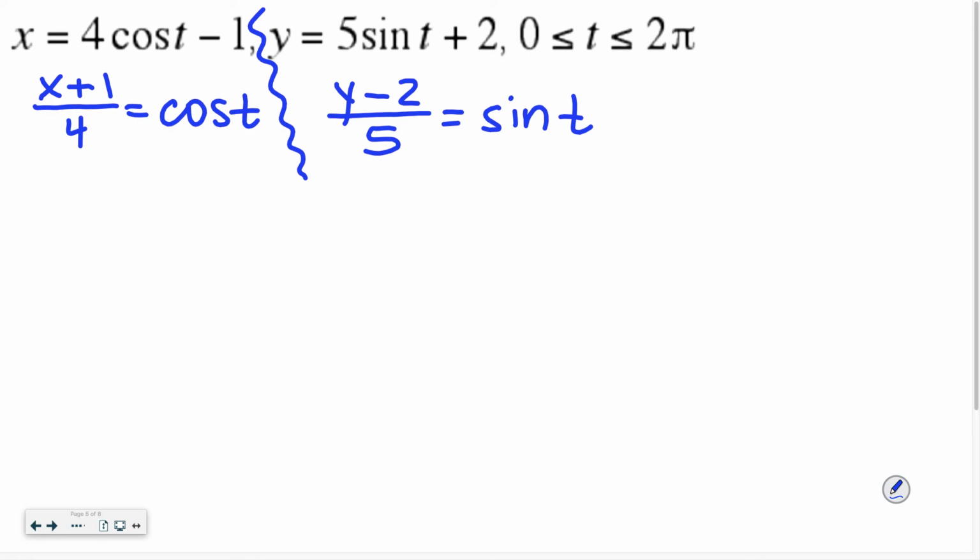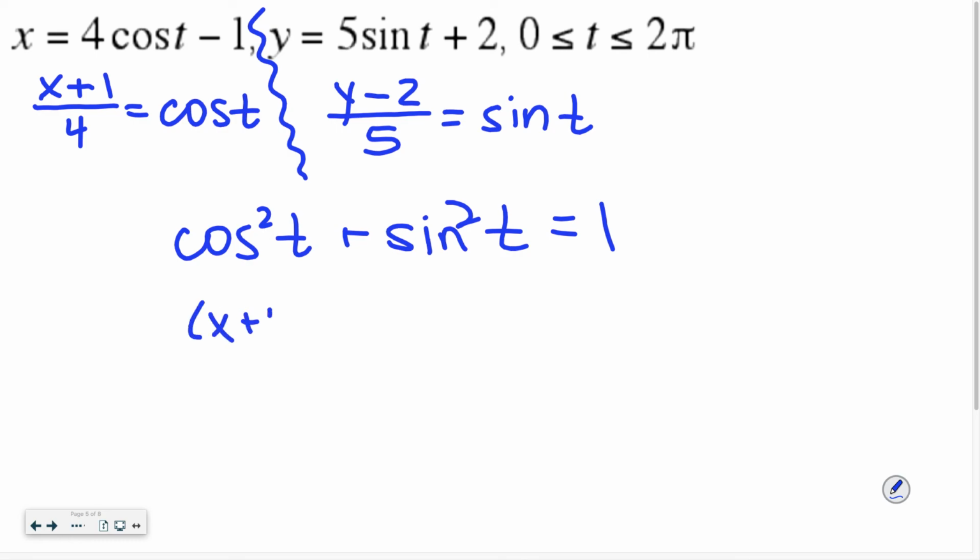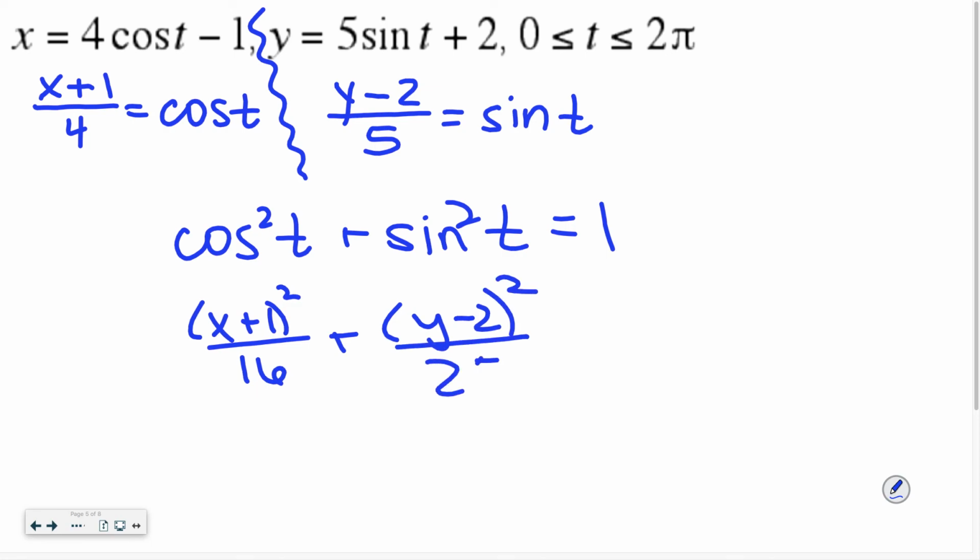Okay. But what relationship do we have with sine and cosine? Lots. Give me one. Sine squared plus cosine squared equals 1. So x plus 1 squared over 16 plus y minus 2 squared over 25 would equal 1. And what do we have? An ellipse. Wait, that makes sense. Oh wow, this is crazy. Yeah, I actually tried looking this up online.